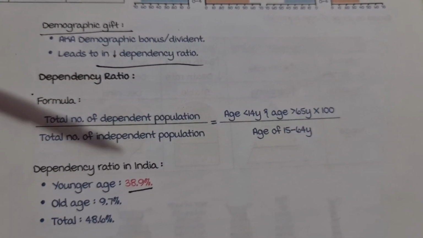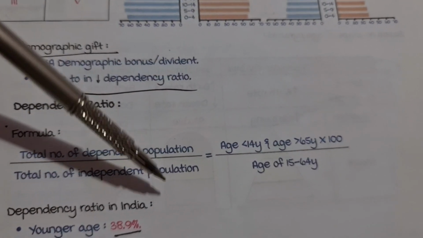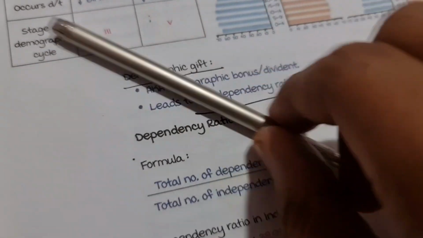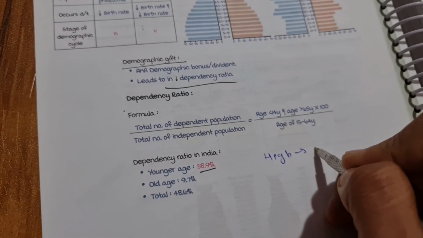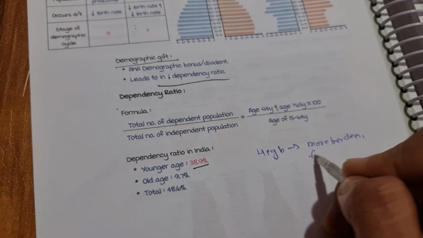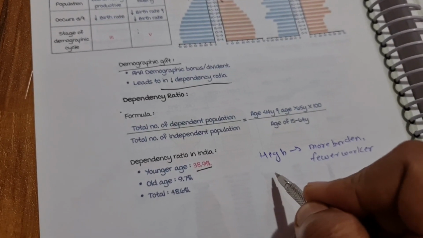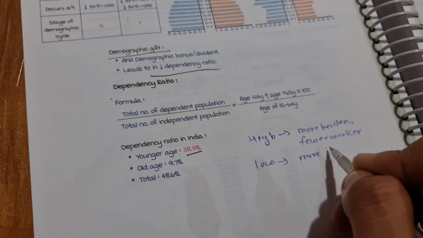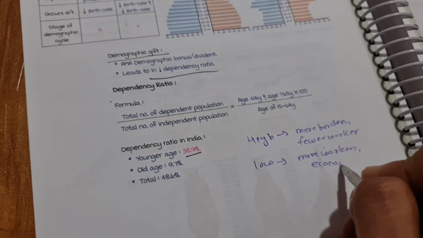So what do we get from the dependency ratio? If the ratio is high, then the population has more burden and fewer workers. And if the dependency ratio comes out low, then it has more workers and an economic advantage.